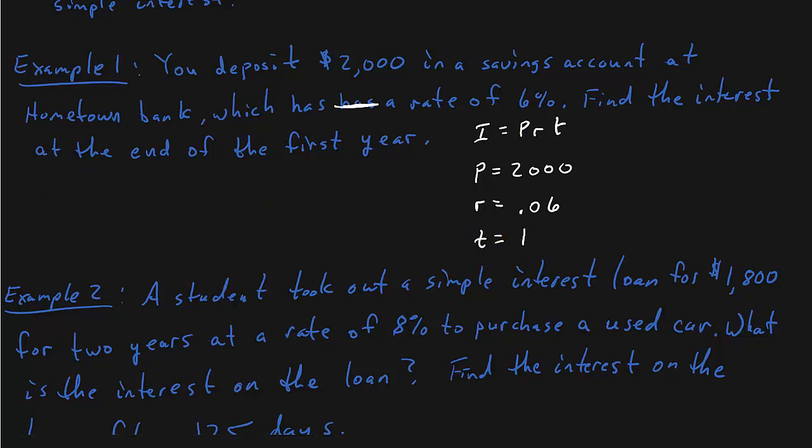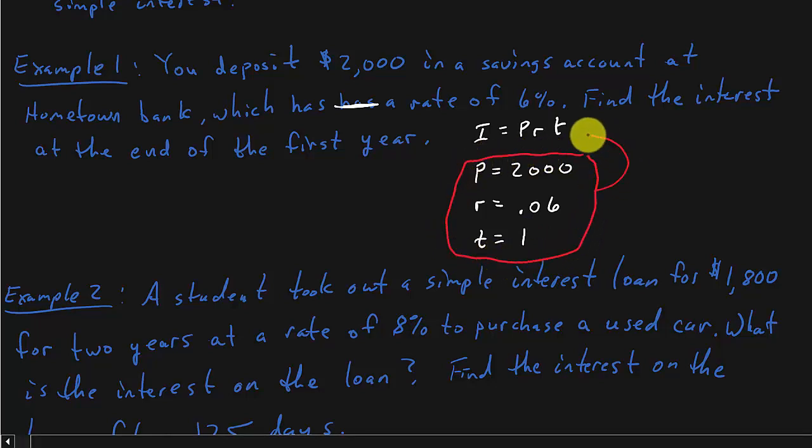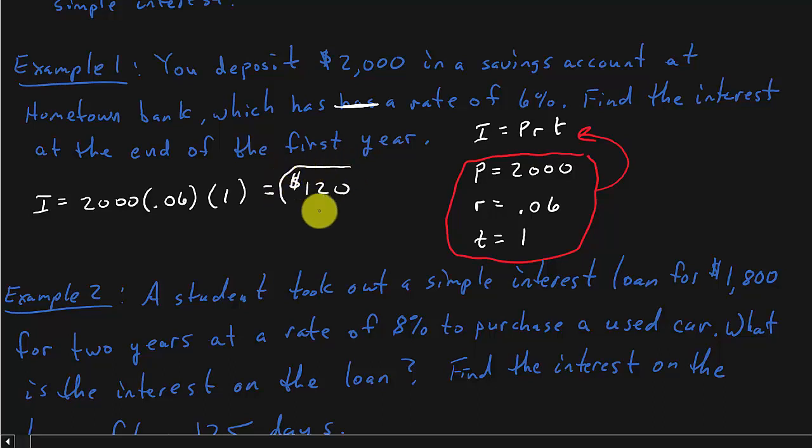So now all we do is take these values and plug them into the formula. That gives me interest is equal to the principal, which is 2,000, times the rate, times the time. And that is going to give me $120. And this would be our answer.